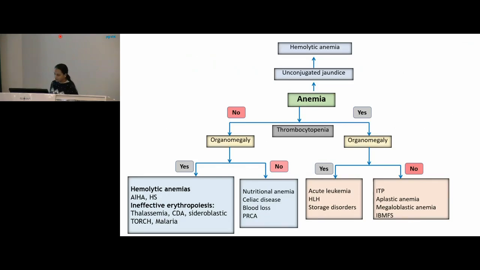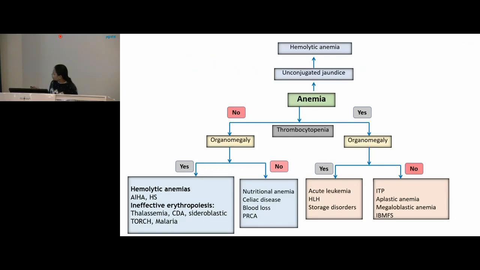So we have etiologies like aplastic anemia, inherited bone marrow failure syndromes, and you can even have megaloblastic anemia, which, when severe, can present with pancytopenia. And immune thrombocytopenia will have thrombocytopenia, and it is always quite common to have an associated anemia in such children. So that would be this side.